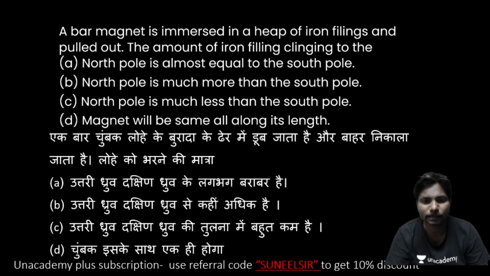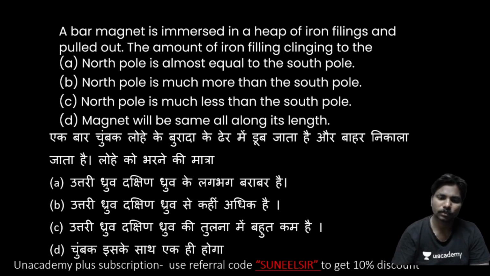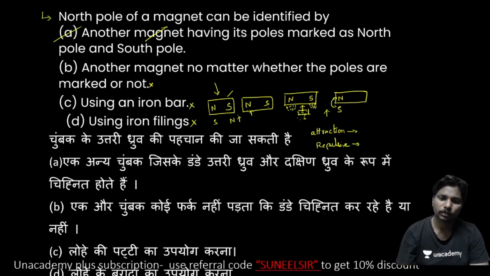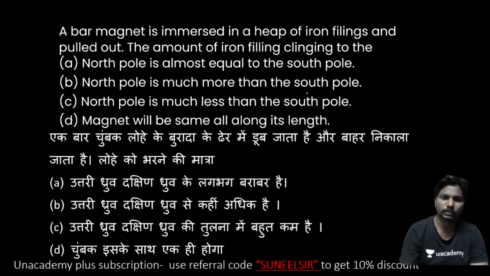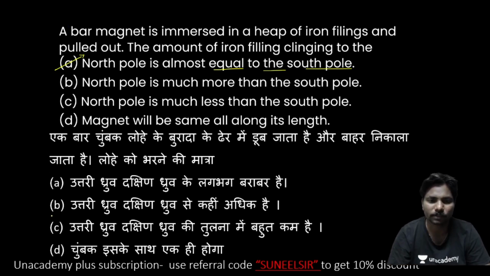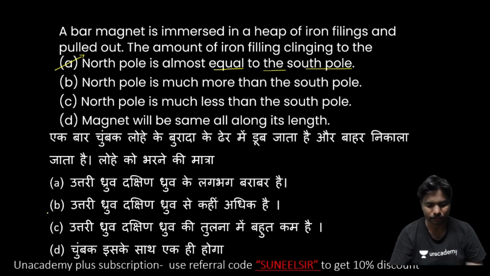A bar magnet is immersed in a heap of iron filings and pulled out. The amount of iron filings clinging to the dash. Just now we have discussed that the north pole is equally attracted to the south pole. So both are almost the same. The north pole is almost equal to the south pole. Both have the same attraction.